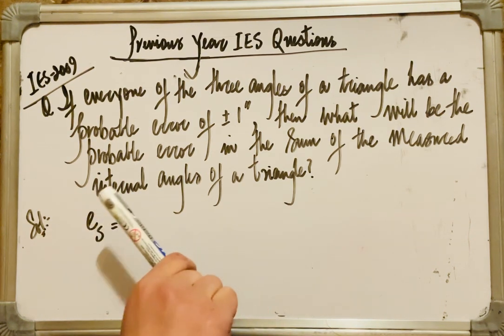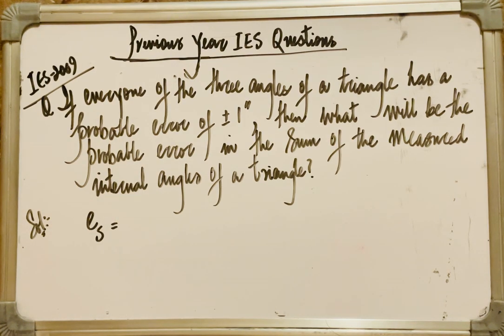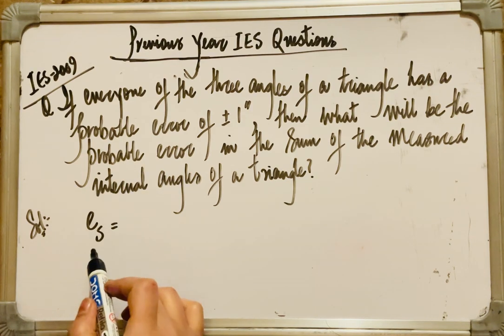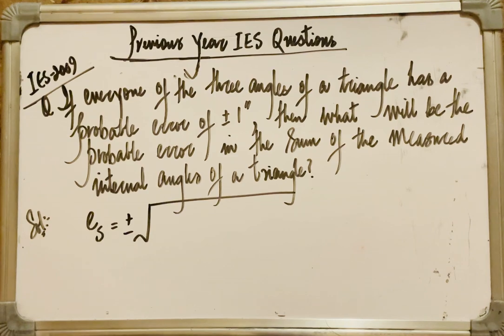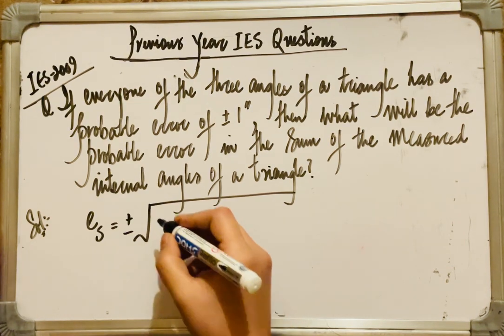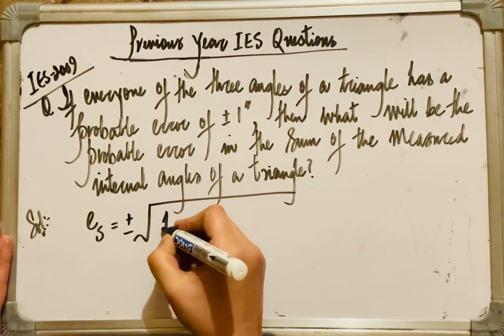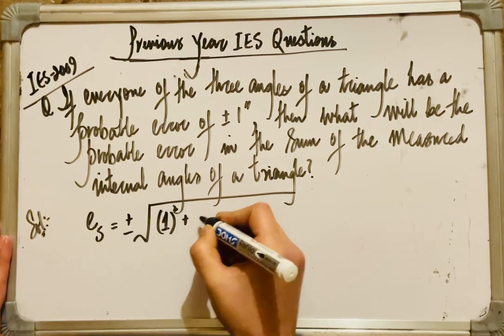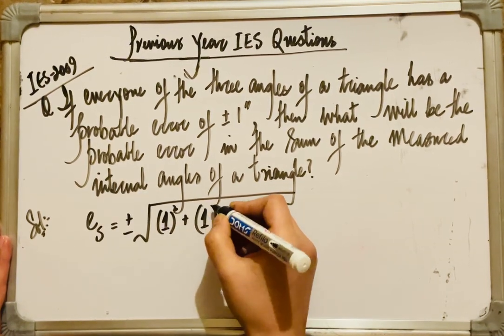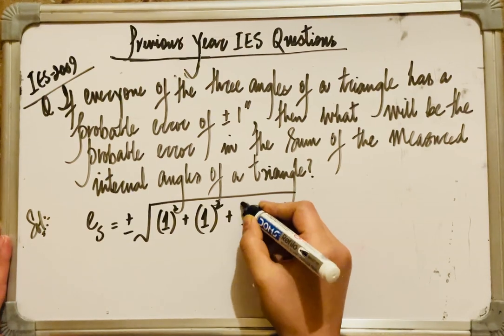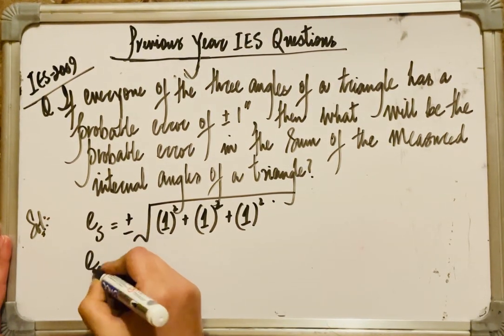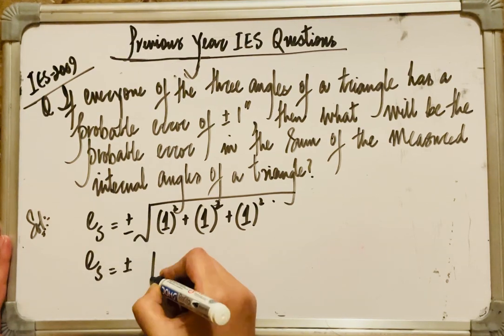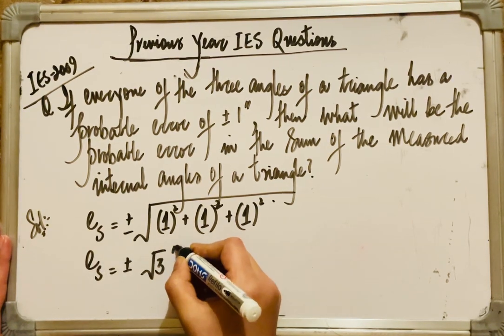All right, now here all the three angles of a triangle have the same probable error of plus minus 1 second. Then the probable error in the sum is equal to plus minus the square root of the sum of the squares of the probable errors in the observed quantities. We have three angles in a triangle. That means it was 1 second square plus 1 second square plus 1 second square, right? So the probable error in the sum is plus minus square root of 3 seconds.